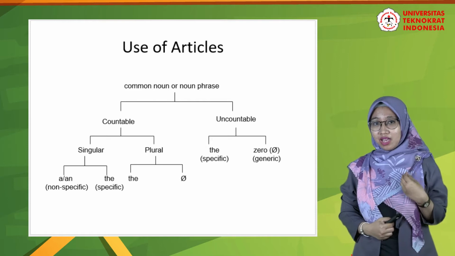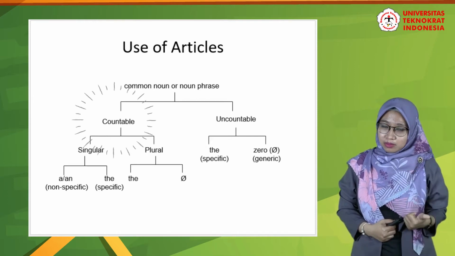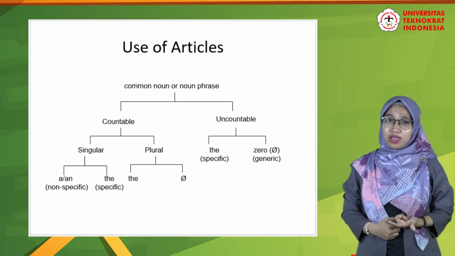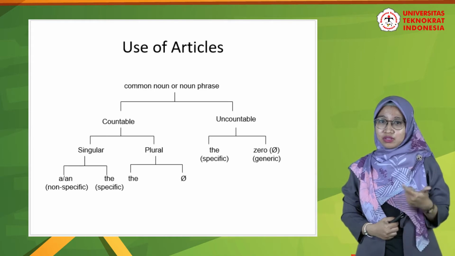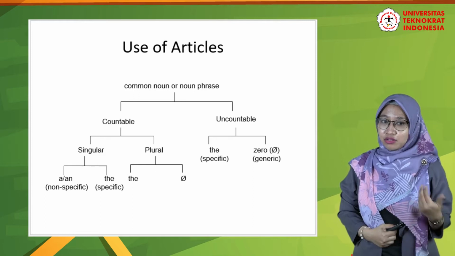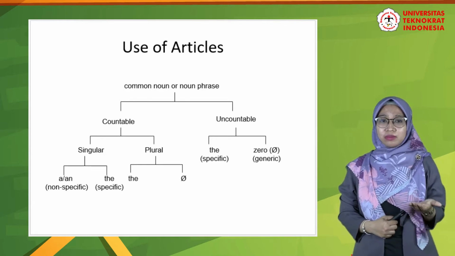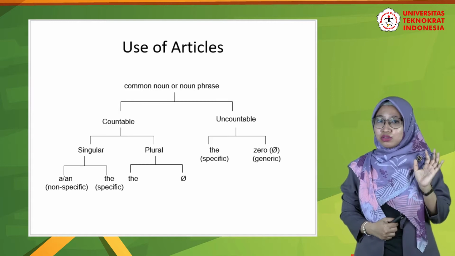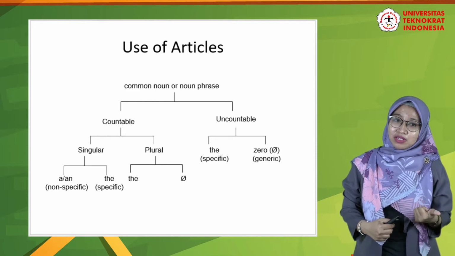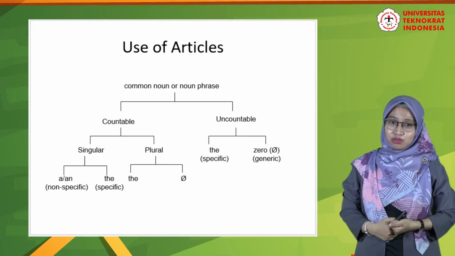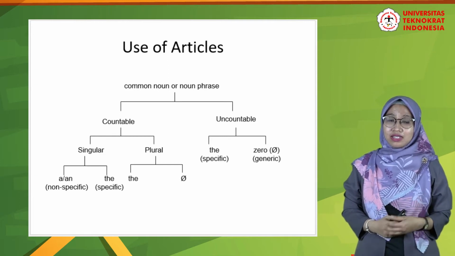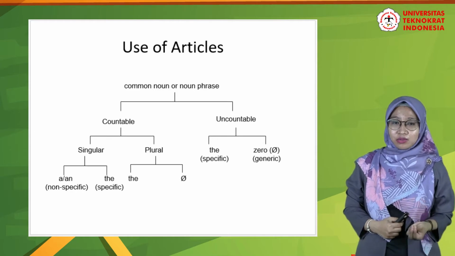If you still remember, we have two kinds of nouns, countable and uncountable nouns. In the countable nouns, we have the singular noun and plural noun. And in the uncountable, of course, there isn't a singular and plural. Okay, in singular countable nouns, we can use a and an for the singular non-specific countable noun, or we can use the article the for the specific, the definite singular countable nouns.